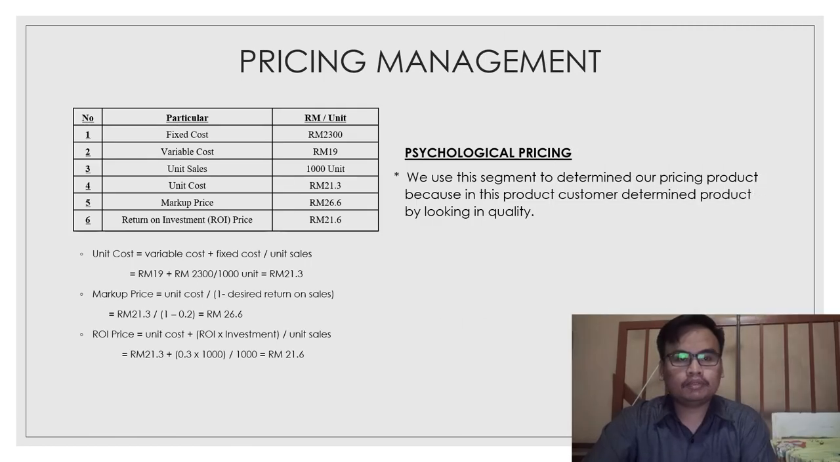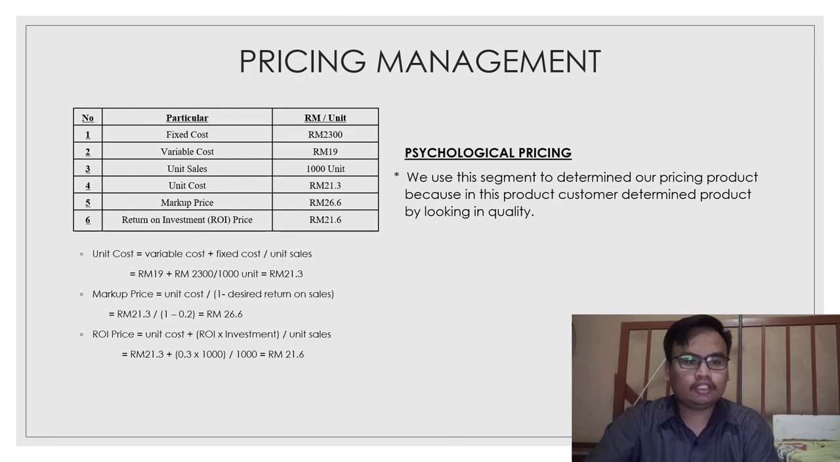Next is price management. As you can see in this slide, unit cost is 21.3 ringgit, our markup price is 26.6 ringgit and ROI price is 21.6 ringgit. For our product pricing we use psychological pricing. We use this element to determine our product price, because customers judge a product by looking at its quality, creativity and usefulness. They can judge the quality of a product simply by the price of the product.